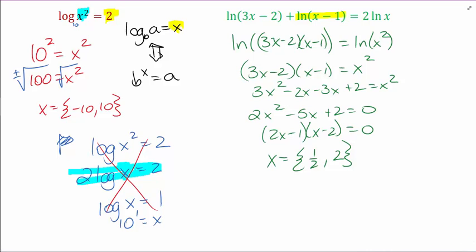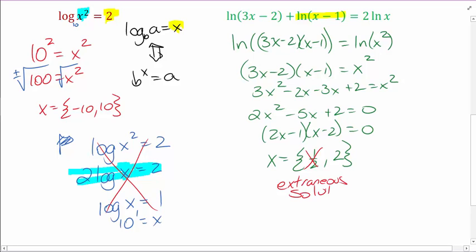I cannot take the natural log of a negative number. I can't take the log of any negative number. Therefore, 1/2 will be what we call an extraneous solution. 1/2 is not in the domain of this problem. This problem would only have a domain of 1.5 or greater, and that's going to be set by this 3x minus 2. The x minus 1 also plays a factor, but the 3x minus 2 is more restrictive.